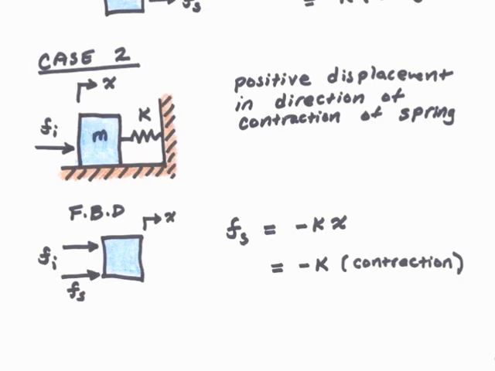Our free body diagram looks as follows. I draw the mass, I note the positive direction for the variable x, the positive direction for the variable F sub I, and now I draw in the spring force, which I'll choose to draw to the right.